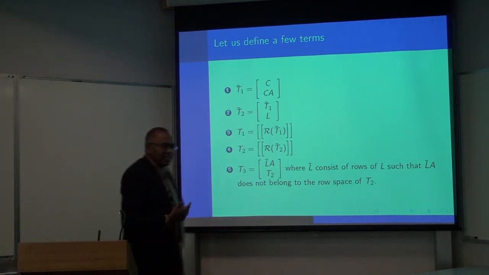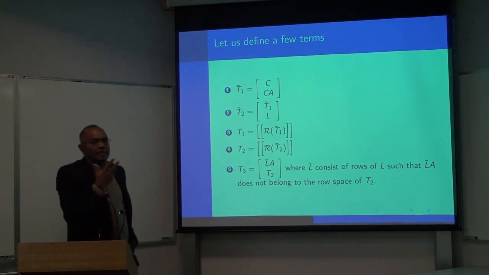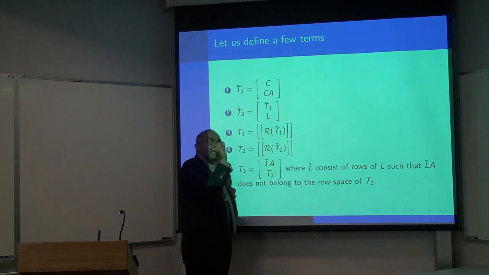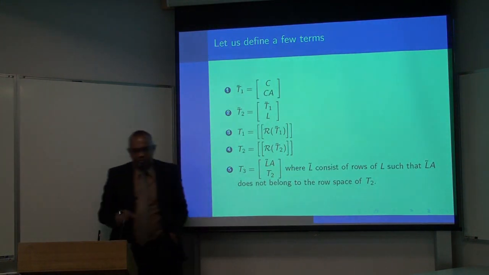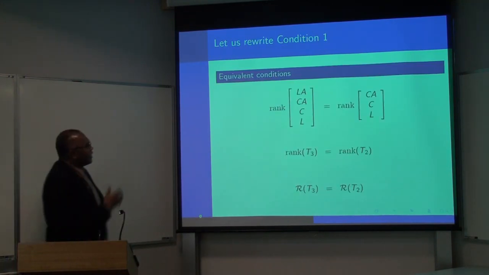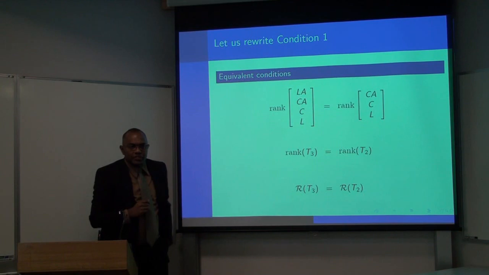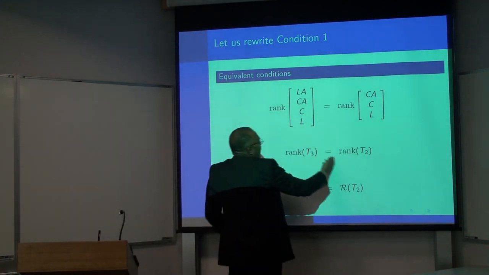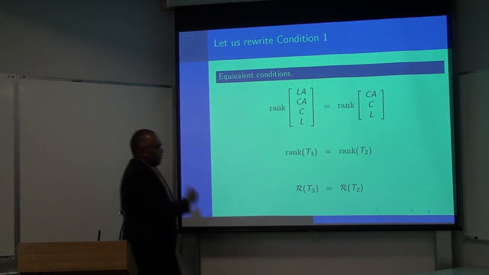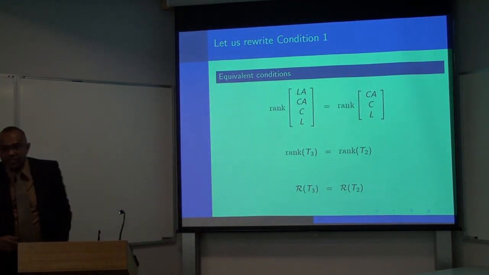So obviously, if condition 1 is satisfied, this doesn't exist, because all of LA belongs to T2, which means condition 1 is satisfied. There are no linearly independent rows in LA that don't belong to T2. So condition 1, I can write it like this. It's that, we've seen that. Now with the definitions of T2 and T3, we can say, okay, if rank of T3 is equal to rank of T2, well, it's the same as that. And of course, it's the same as saying the row space of T2 must equal the row space of T3 if we want to satisfy condition 1.